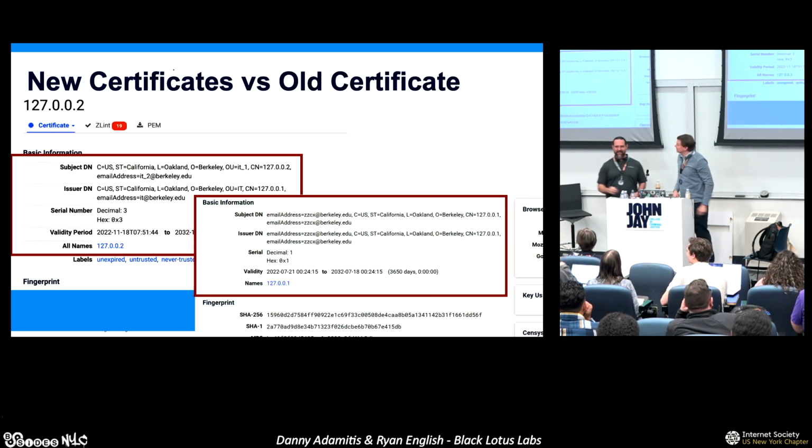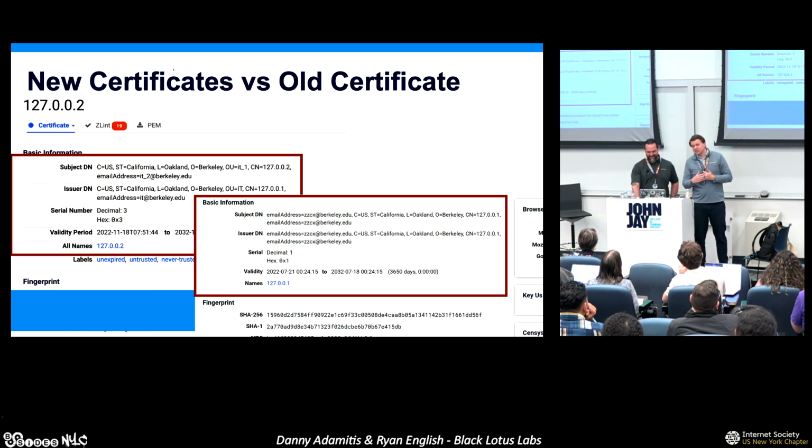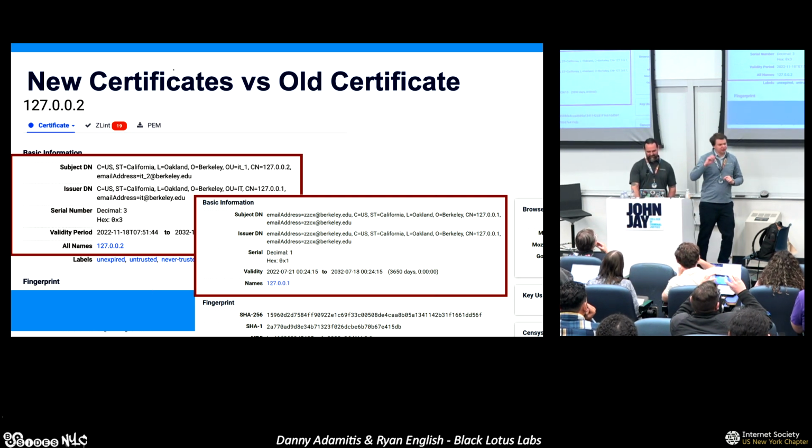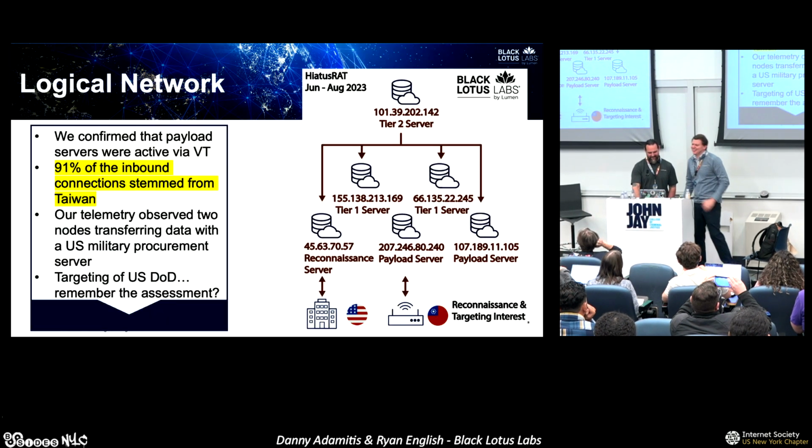Yeah, you can kind of see this. So that was, I believe, for the heartbeat server. For the upload server, they changed the serial number from 1 to 3. To 3. We're good. You can't stop me. Yeah. All right.